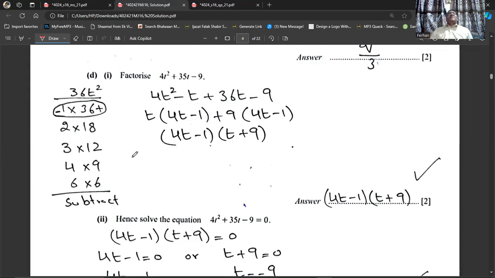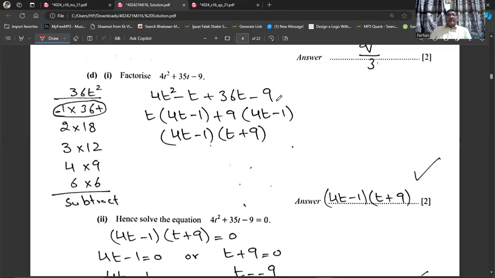So with the larger number, I will write a positive sign, and with the smaller number, I will write the negative sign. So here I have done the midterm breaking. You will have 4t square minus t plus 36t minus 9. From the first two terms, I can take t common. So when I take t common, in the bracket I will have 4t minus 1, plus 9 common, so I will have 4t minus 1 in the other bracket.